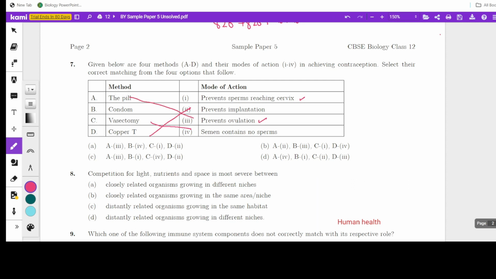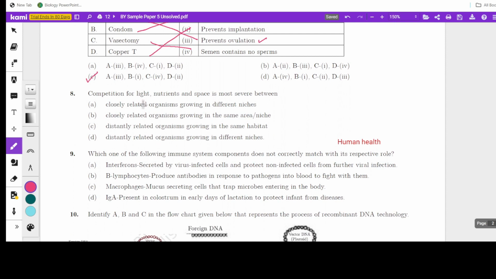So this is how it comes. Pill prevents ovulation. Condom prevents sperm reaching the cervix. Vasectomy, semen contains no sperms. And copper T prevents implantation. So what is the option here? A3, B1, C4 and D2. Yes, this is the option. Now, competition for light, nutrients and space is most severe between closely related organisms growing in the same area or niche. Obviously, competition will be more among them.